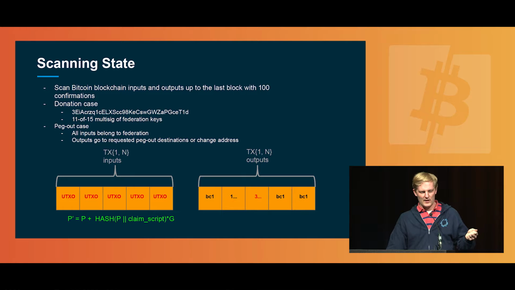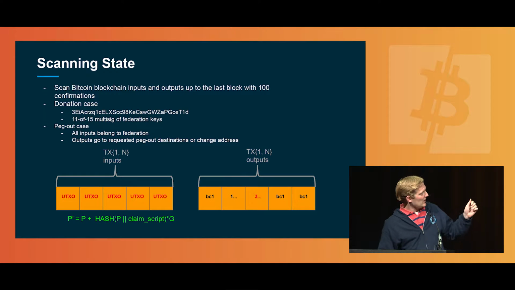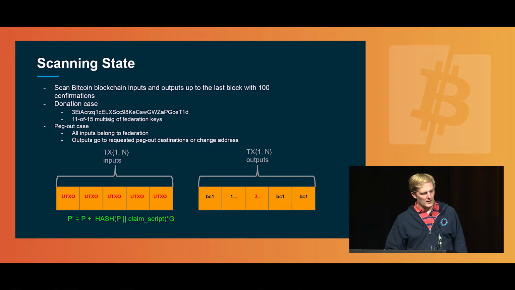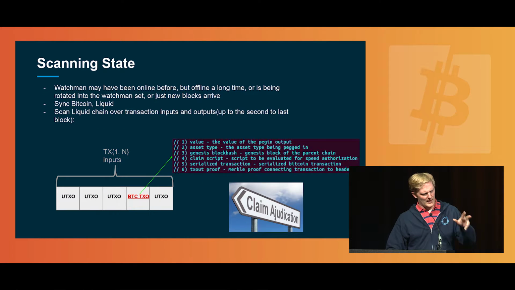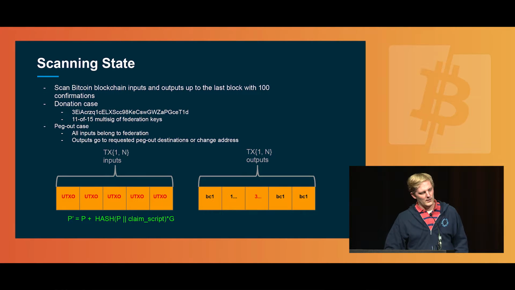You take the pub key and you tweak it by the public key as well as the claim script, which was number 4 in that little box, claim script. So it's basically what address do you want to put in, what script do you want to encumber it to inside the Liquid blockchain. And from there, the Federation can recover the private key for that UTXO. And that's where these transactions have been signed.